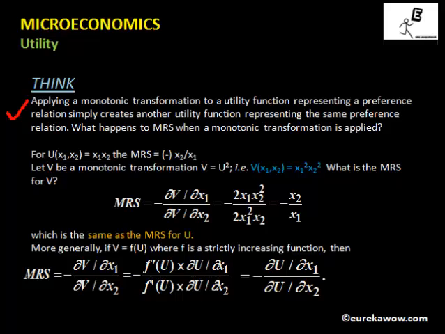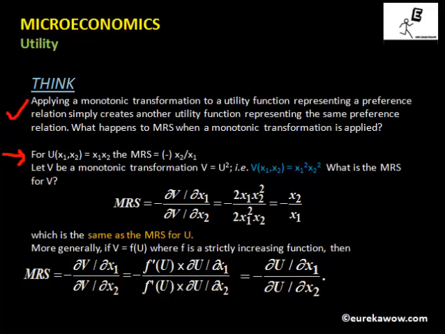Let's look into how. First we will take an example. We have a Cobb-Douglas utility function, u(x1, x2) is equal to x1 multiplied by x2. What will be the MRS in this case? MRS in this case will be minus of MU1 divided by MU2. What is the marginal utility of good 1? It is x2. What is the marginal utility of good 2? It is x1. Therefore, MRS is minus of x2 divided by x1.